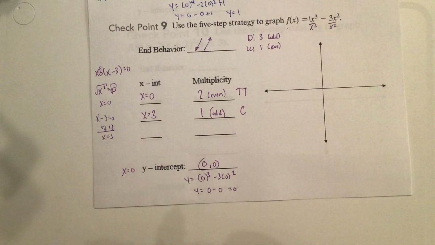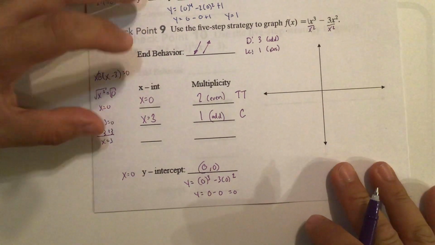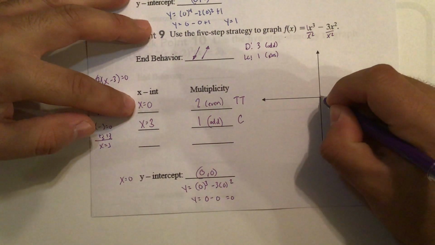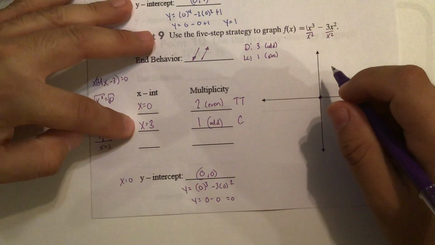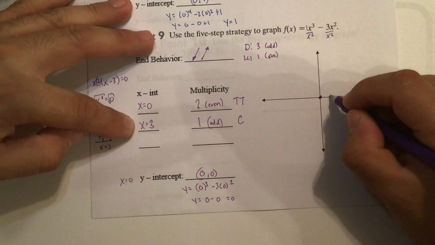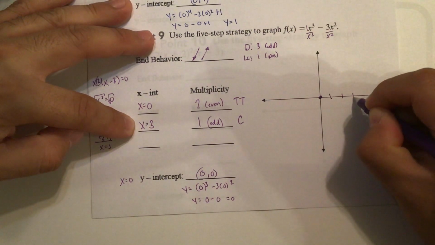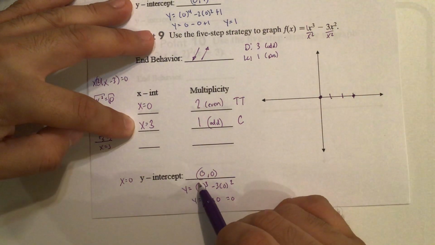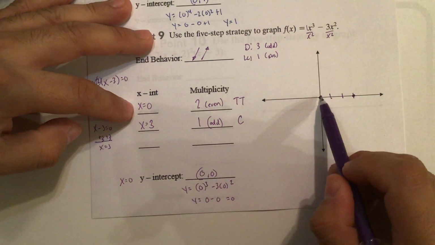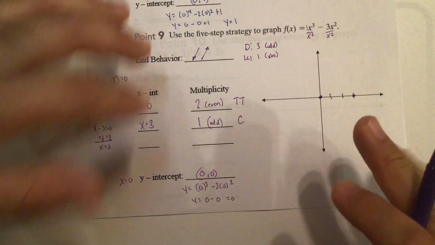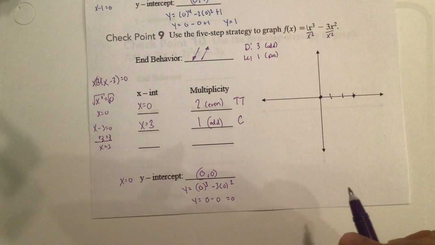Okay, so now let's go ahead and plot this. My first x-intercept is at 0. My second x-intercept is at x equals 3. So 1, 2, 3. And my y-intercept happens to be where one of my zeros is, so that's not going to give me another point to graph.